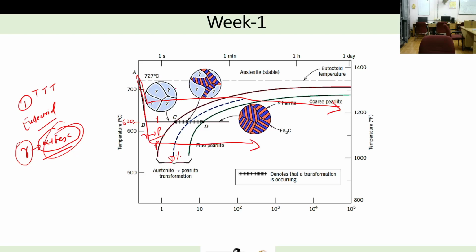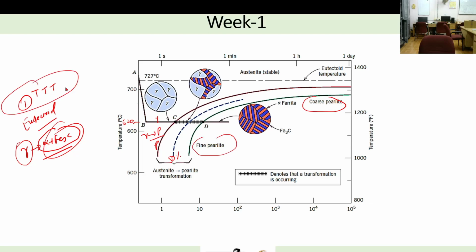So if you are at a higher temperature, let's say 650 degrees Celsius, and then you are holding it isothermally, then that pearlite will be coarse pearlite. The size of the pearlite, if you see, will be coarser. And if you are at a lower temperature, holding it isothermally, then in that case the pearlitic structure will be very fine. So here it will be a fine pearlitic structure. So this is what we can get from the TTT diagram.